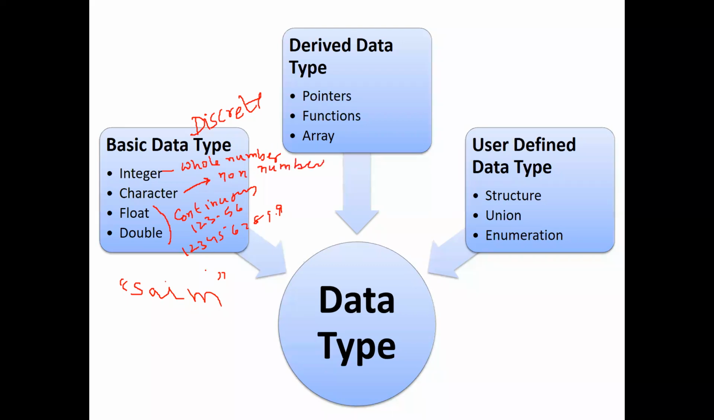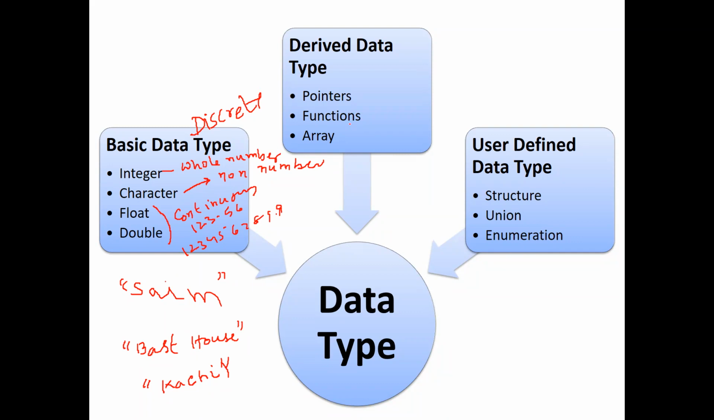Non-numbers are those which are not numbers, like the name of a person, Siam, the name of a house, like Bassett's house, the name of a place. Suppose I write down the name of a place like Karachi. These are the words I can use as character data. So these are the basic types. These are the extended types.